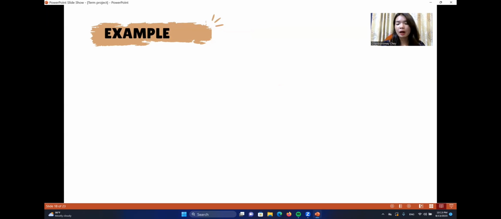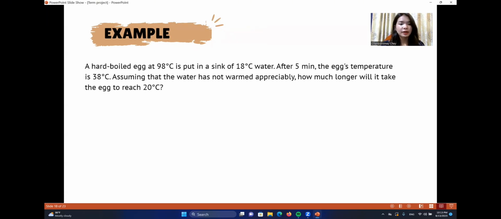And for the example of our last content, a hard-boiled egg at 98 is put in a sink of 18 water. After 5 minutes, the egg temperature is 38, assuming that the water has not warmed appreciably. And the example wants us to find how long it will take for the egg to reach 20.